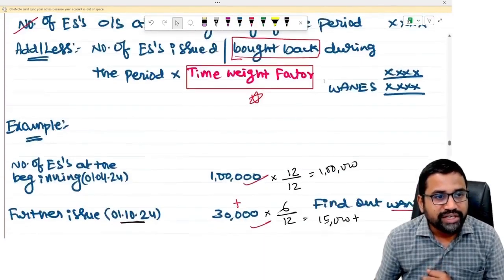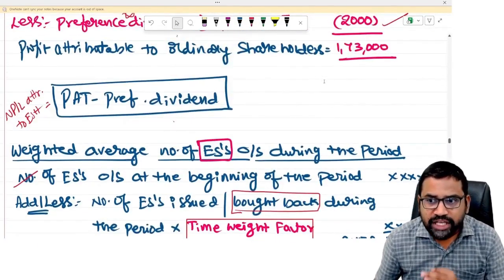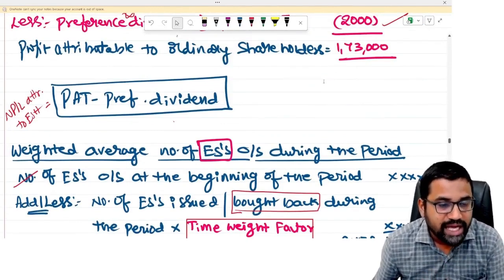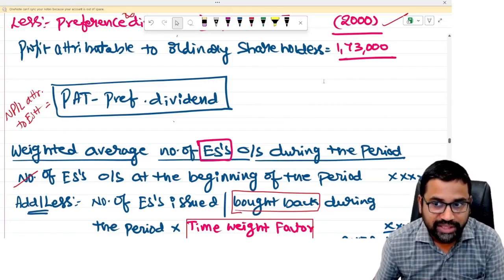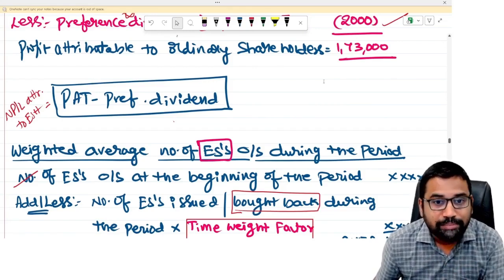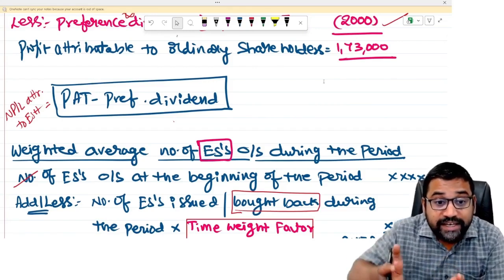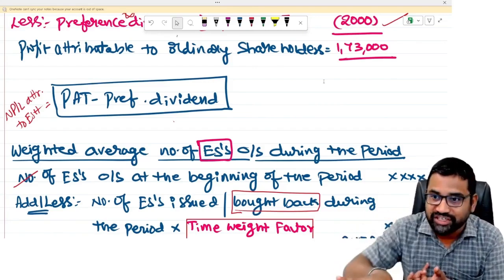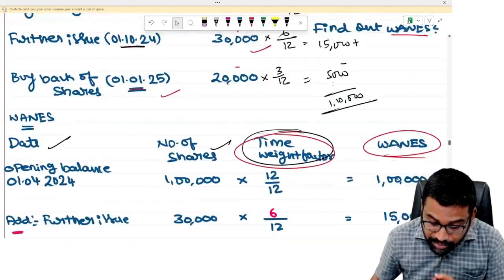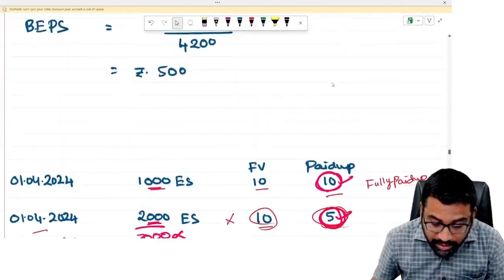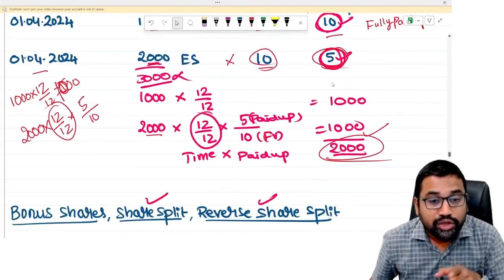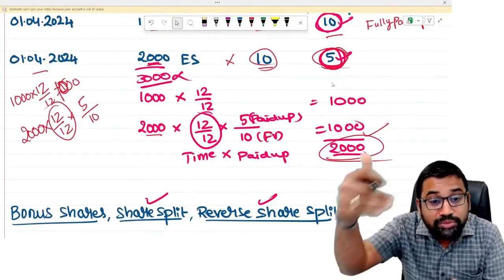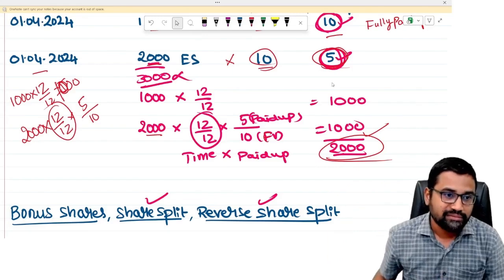So how to calculate weighted average number of shares? Number of shares multiplied with time weight factor. How many months they are outstanding during the period, you multiply with it. Suppose if the shares are partly paid up, then you should consider it proportionately to the extent of the amount paid to the face value of the share. Like in this sum, for example, 2000 shares are there, but out of 10 rupees only 5 paid. Now you take 2000 into time weight factor into how much amount paid divided by face value.